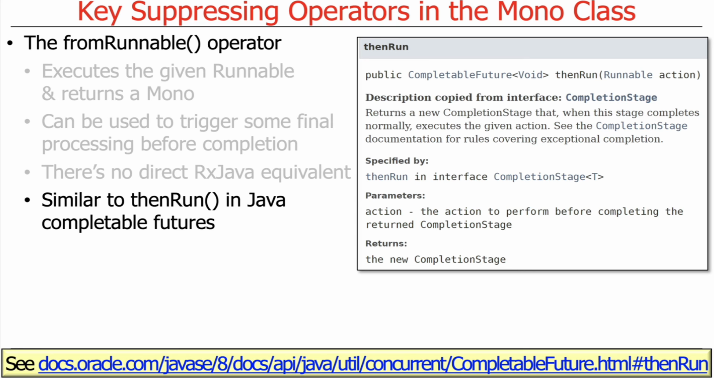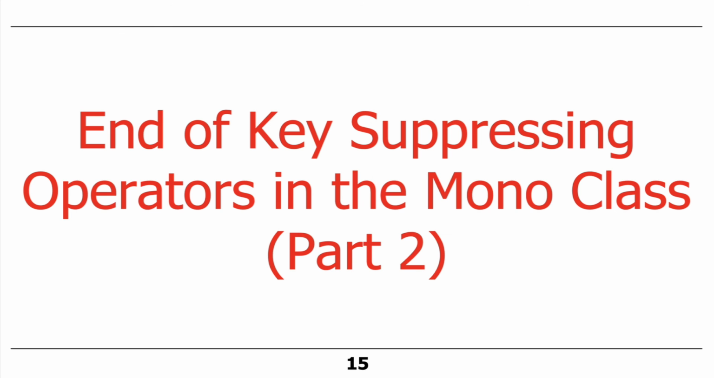There's a thenRun method in Java CompletableFutures. We didn't really talk much about thenRun, but it's there, and so you can use that. thenRun is very much like then, except it's typically used at the end of a chain of completion stage methods in the CompletableFutures framework. All right, that's the end of the discussion of suppressing operators. Suppressing operators, again, are somewhat esoteric, but they come in very handy, as we've seen.